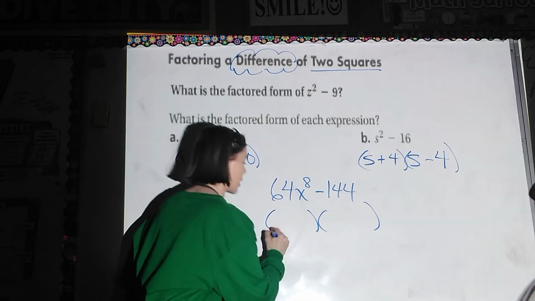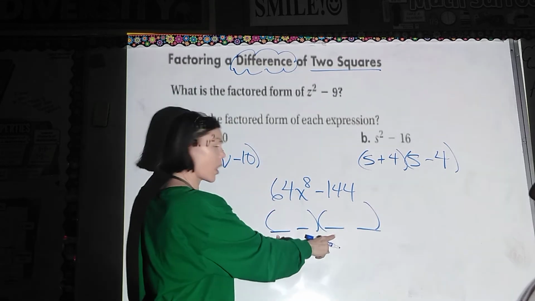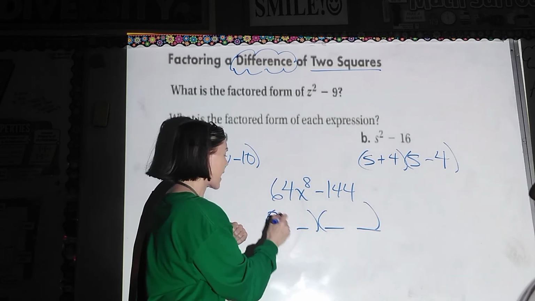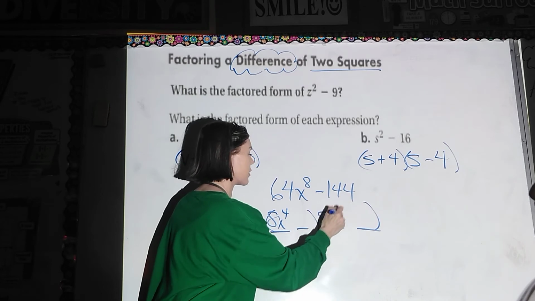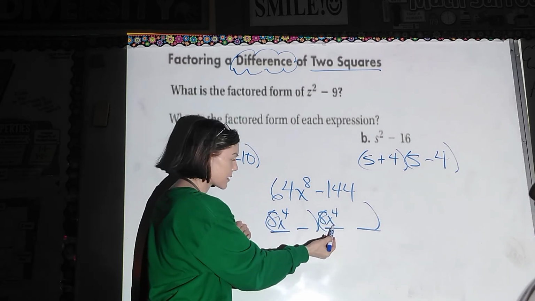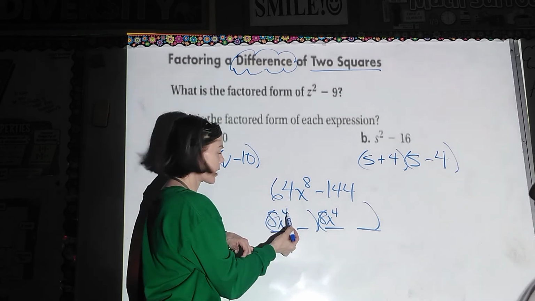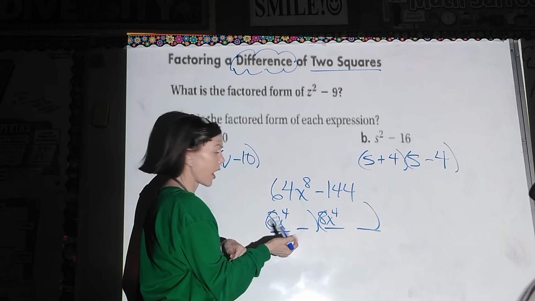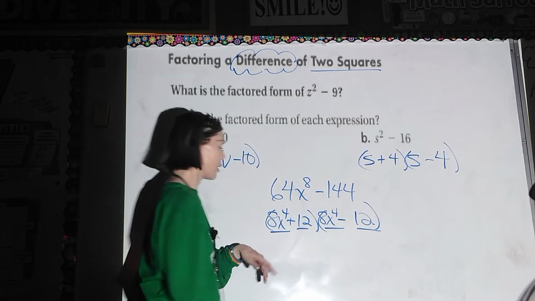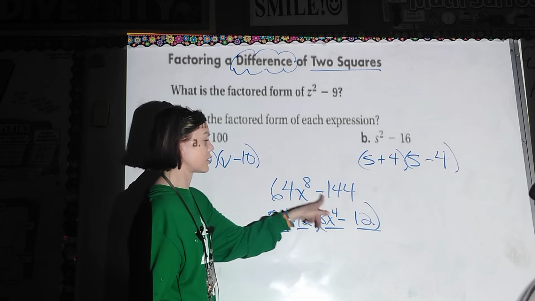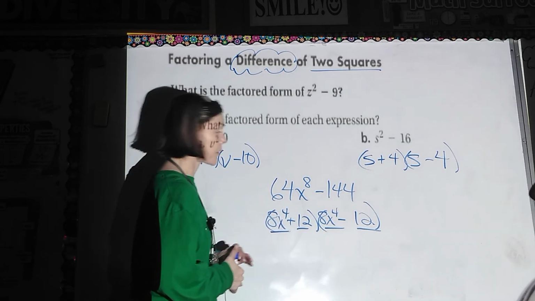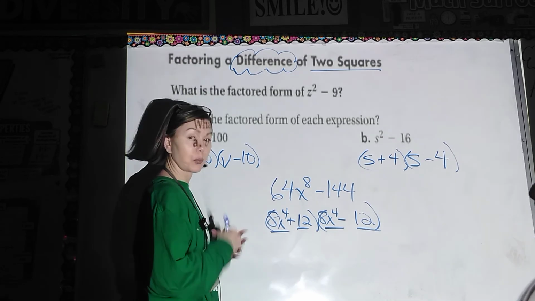So what do we put? We're going to put 1, 2, 3, 4. What times what gives us that first term? That's going to be 8x to the 4th and 8x to the 4th, because 8 times 8 is 64, and x to the 4th times x to the 4th is x to the 8th, because 4 plus 4 is 8. And then we have 12 and 12, a positive and a negative, because a positive times a negative gives you a negative, and 12 times 12 is 144. That's factoring the difference of 2 perfect squares.